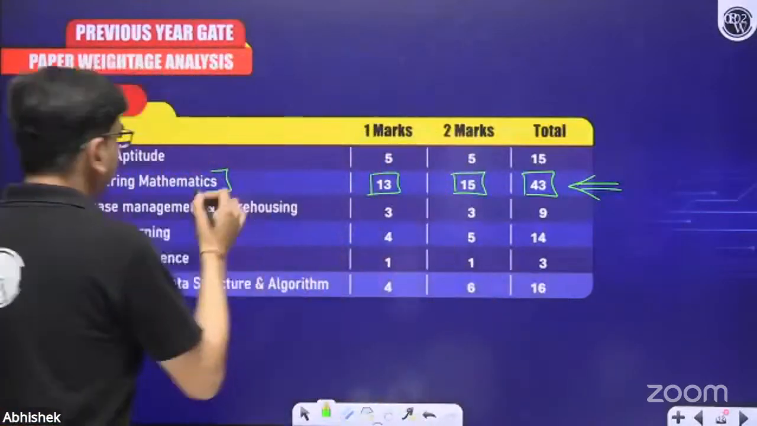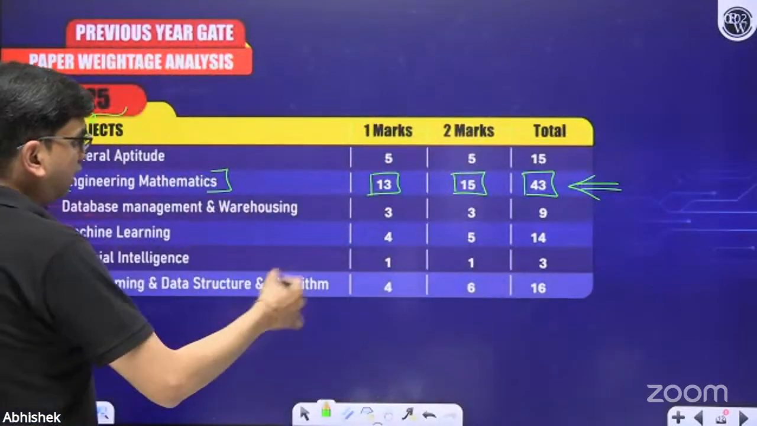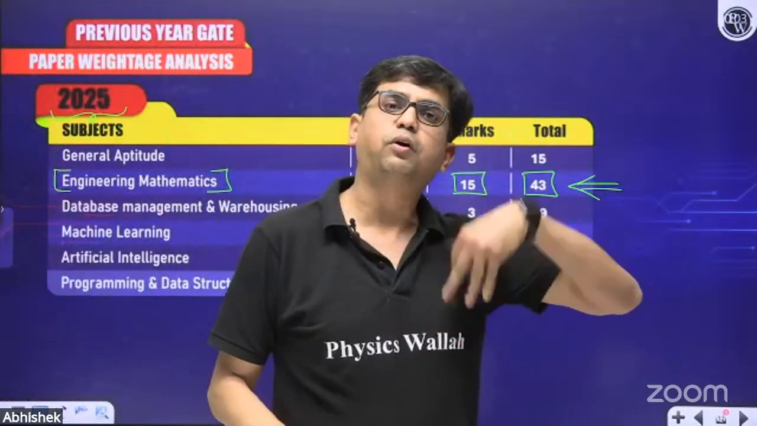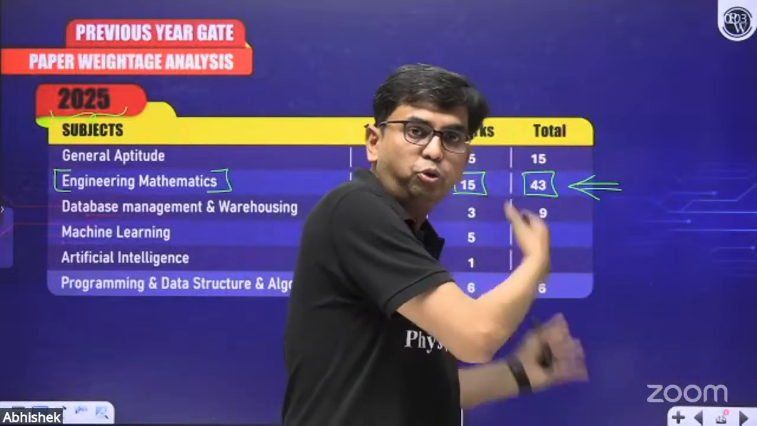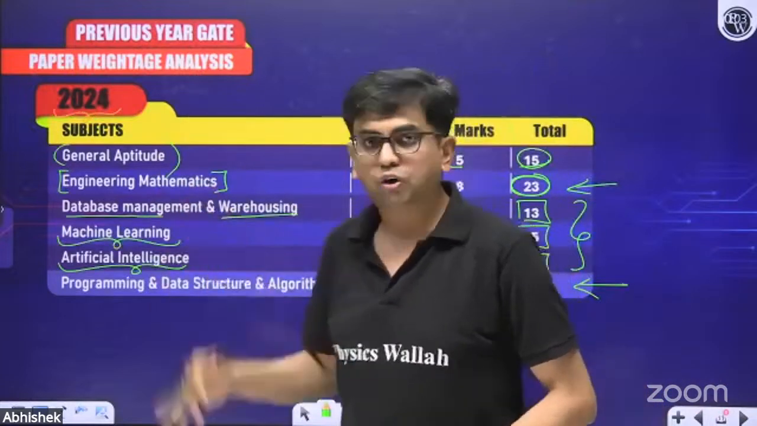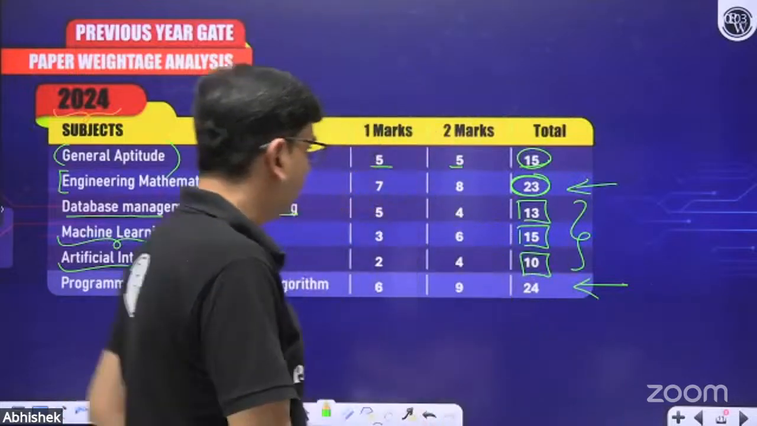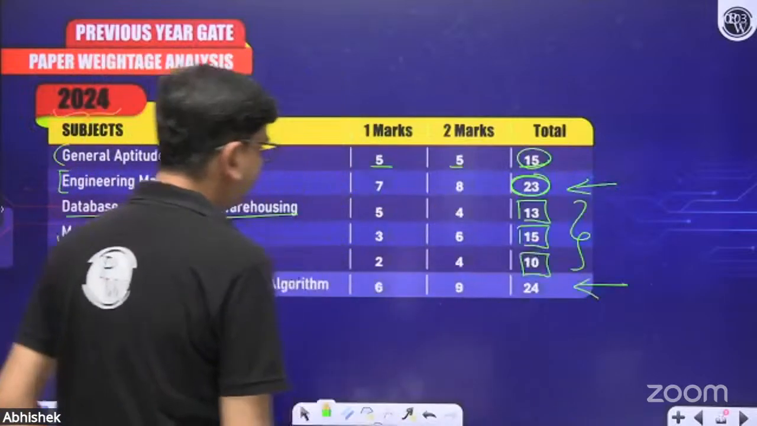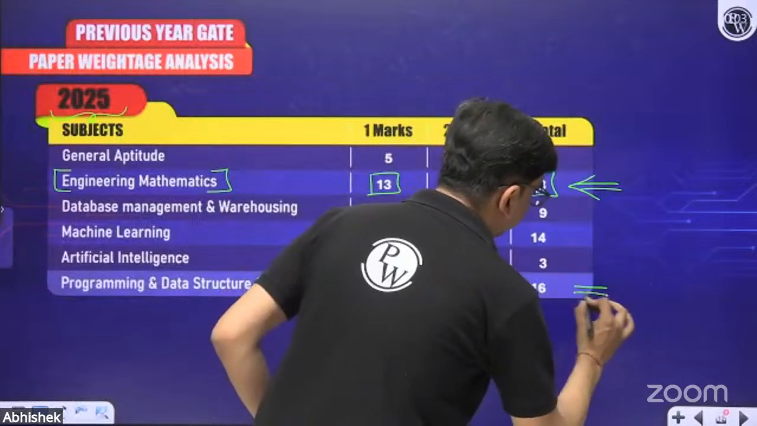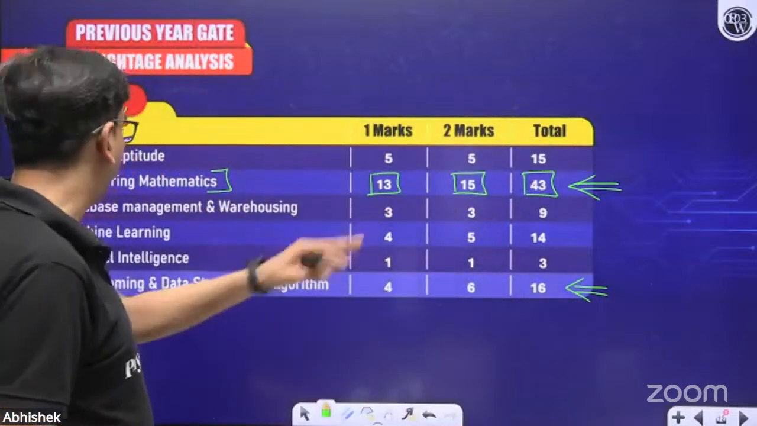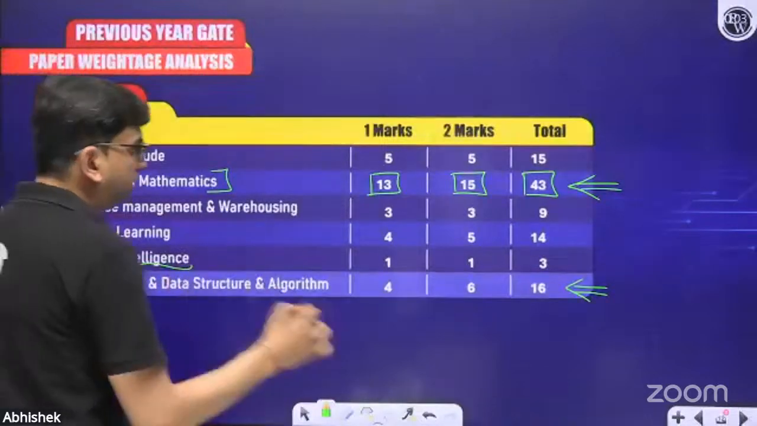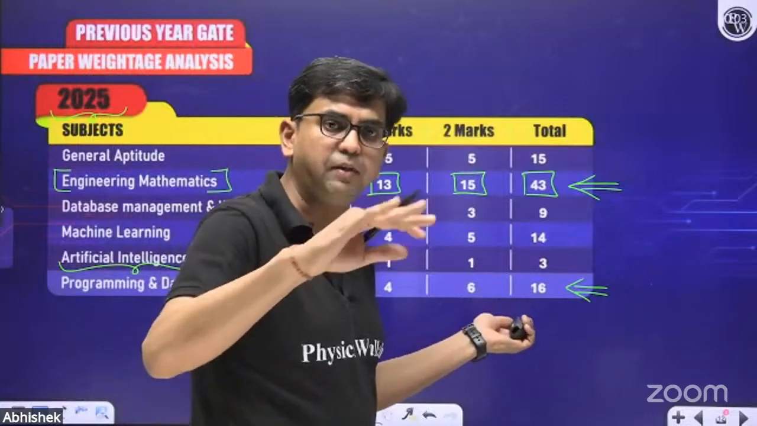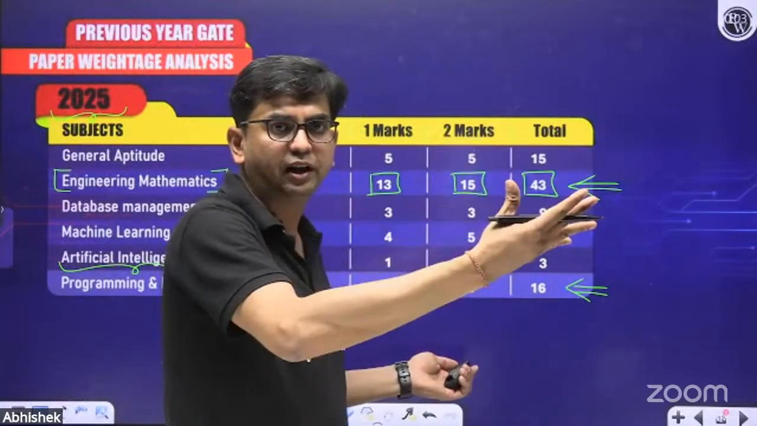And what about programming and data structure? Programming, data structure and algorithm slightly reduced this year. We cannot say anything for 2026, whether it repeats according to 2025 or according to 2024. So if you are preparing for 2026, we have to focus on this part as well as this part: mathematics and programming, data structure and algorithm. Now artificial intelligence has reduced this year, but next year we cannot say. It may repeat the same. So there are modifications, ups and downs.